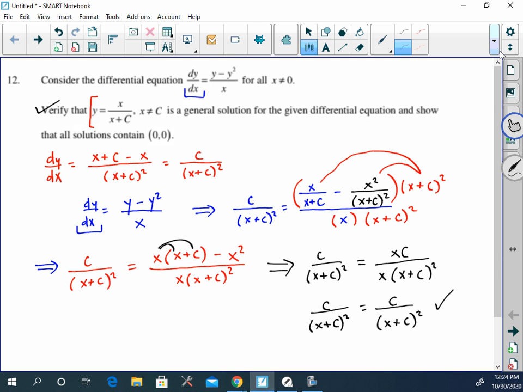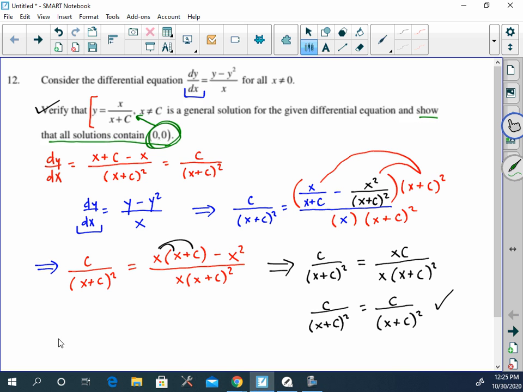And then the other part to this says, and show that all solutions contain 0, 0. It's like, what? I don't know. So you want to do something with that, even if you have no idea what to do with that. What we're going to do, this is just saying, show that 0, 0 would work in the equation. So it's saying this is a general solution here, so we want to verify that this has 0, 0.